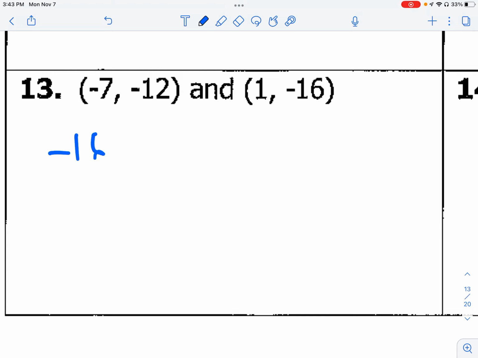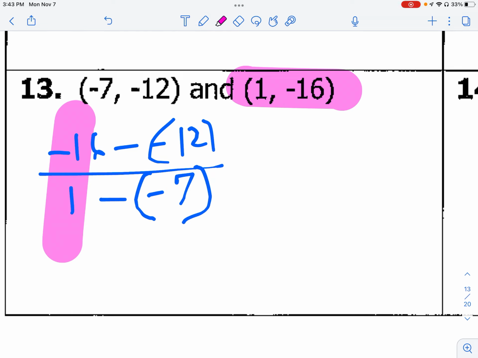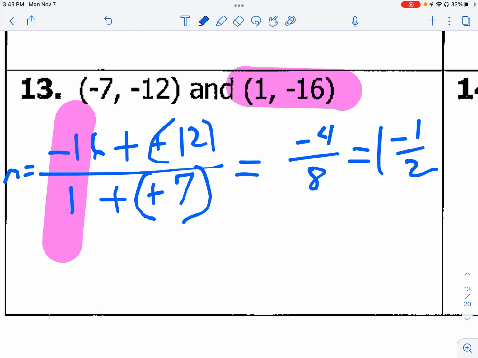Negative 16 minus a negative 12. And we get 1 minus a negative 7. Okay, we got it set up good. m equals. So negative 4 over 8 equals negative 1/2.